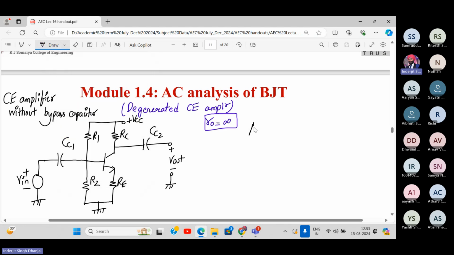First of all, what will be the AV formula you will get is as follows. AV is Vout upon Vin, which will come out to be approximately equal to minus RC upon 1 upon GM plus RE.